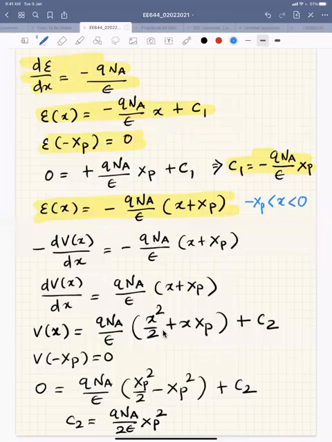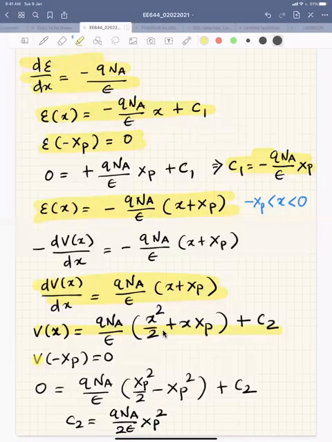So this is my electric field. How does it vary with x between minus xp and 0? The electric field, I could also write in terms of the potential, minus dV by dx. So dV by dx will be q na by epsilon times x plus xp. If I take the integral, I'll have q na by epsilon times x square by 2 plus x times xp plus c2.